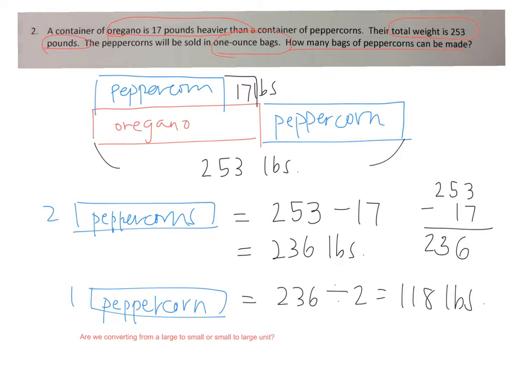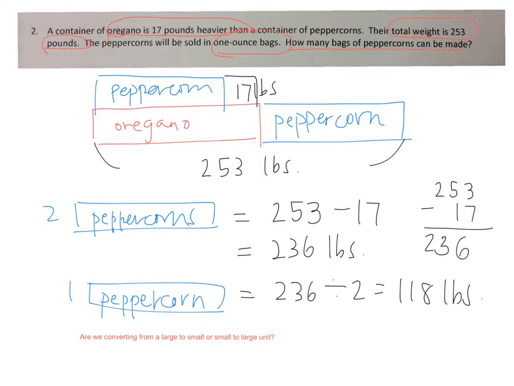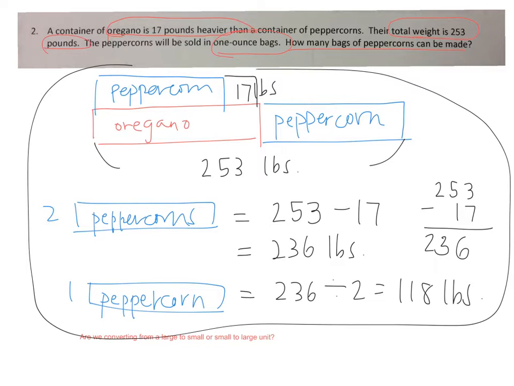The question is asking how many bags of peppercorns can be made. So we know that the peppercorn is split into 1 ounce bags. So if I have 118 pounds of peppercorns, how many ounces is that? So far, this is step 1 in our 2-step problem. Step 2 is to be converting the 118 pounds into what?